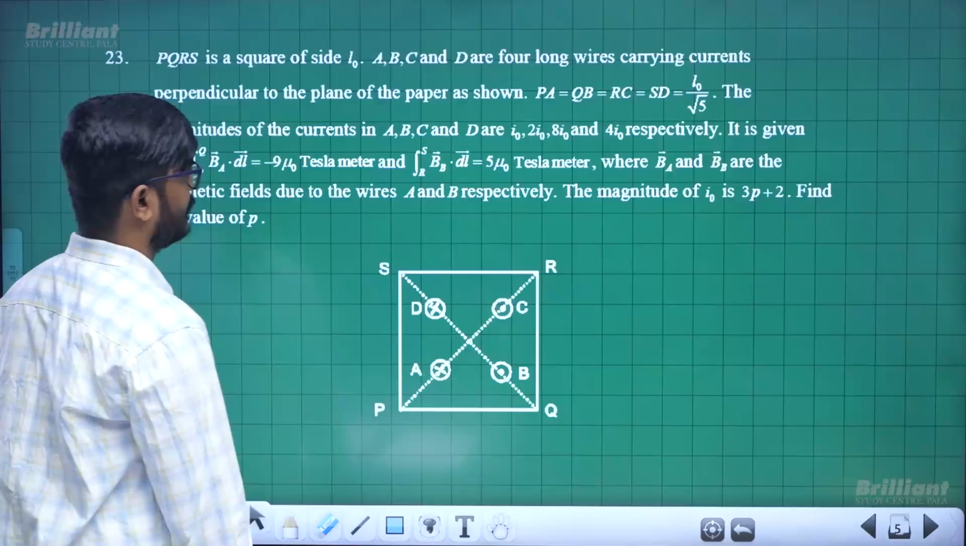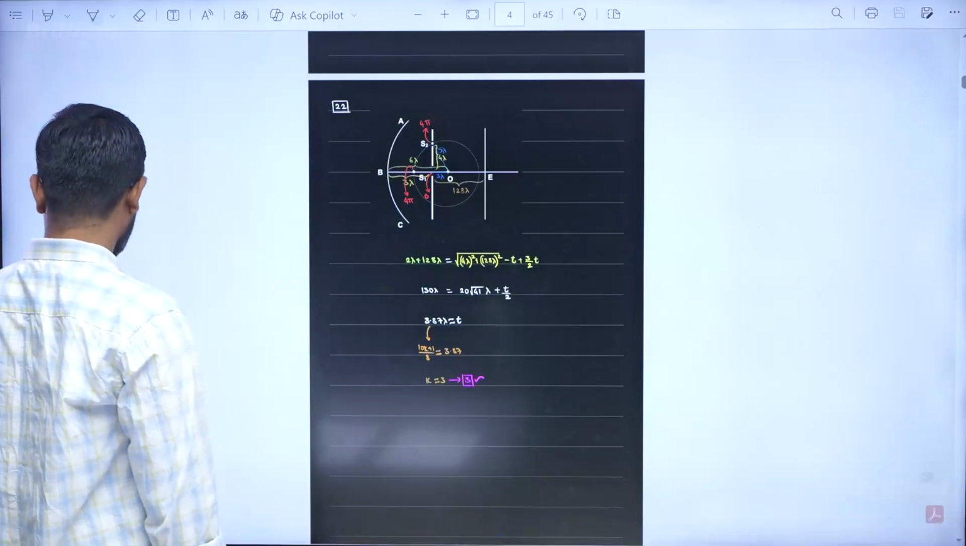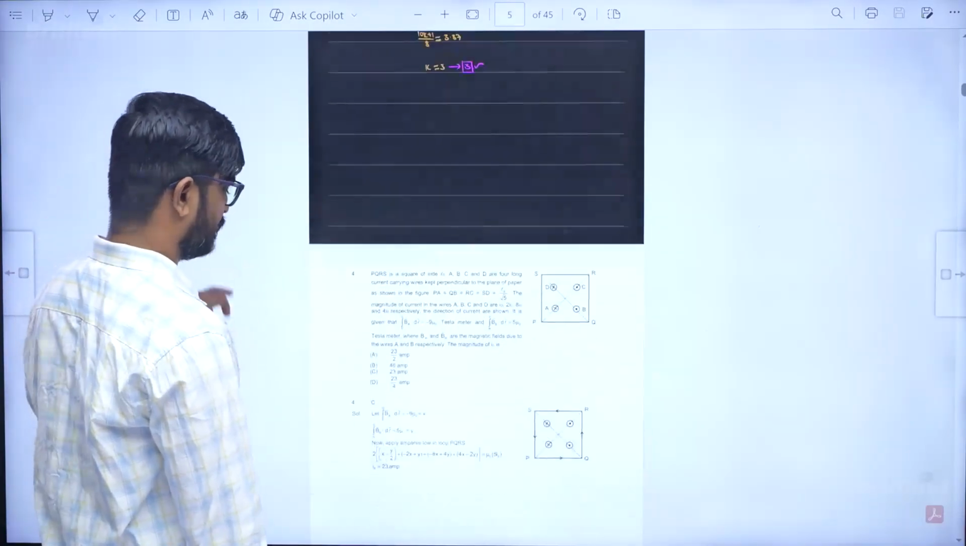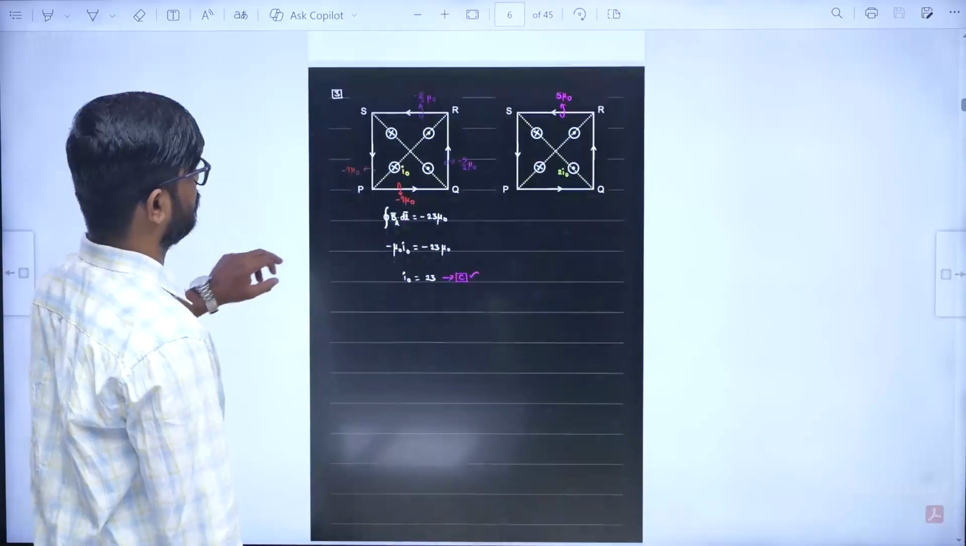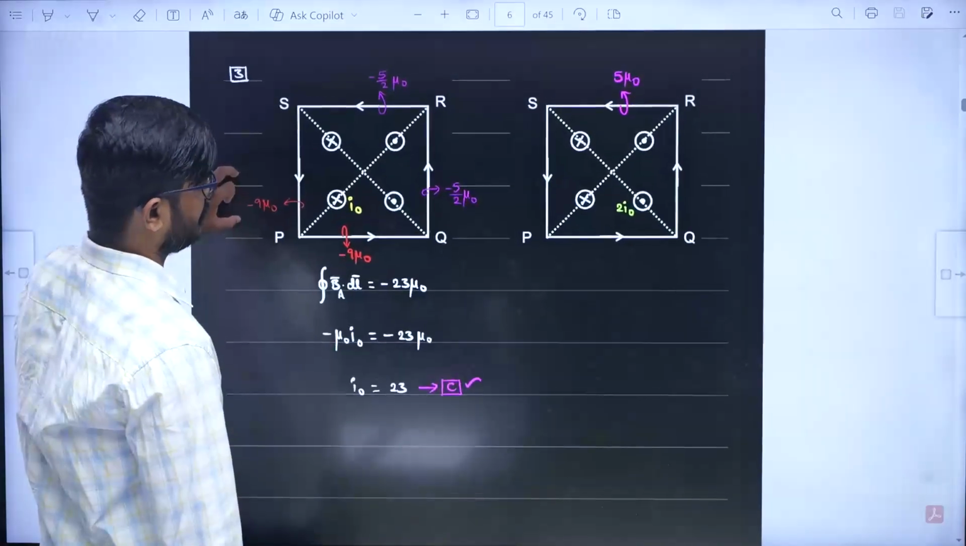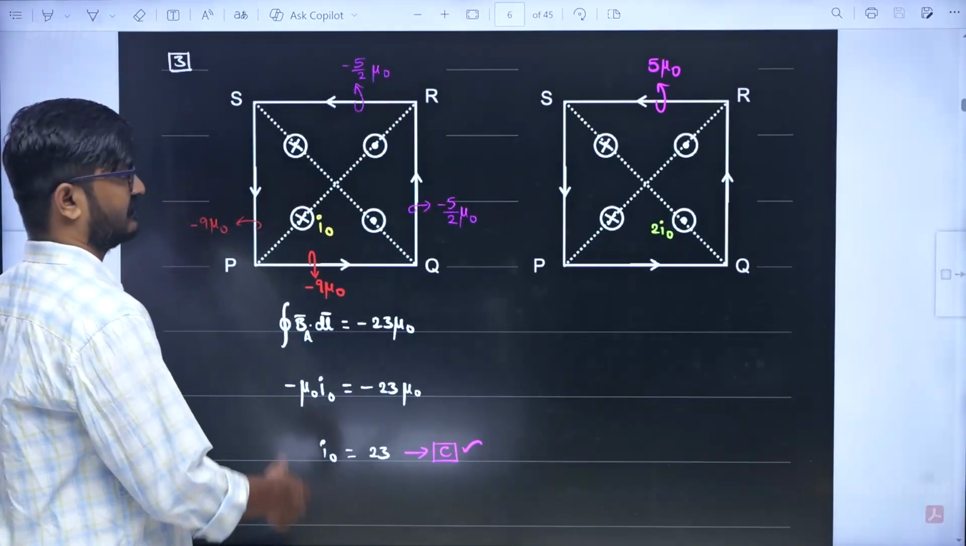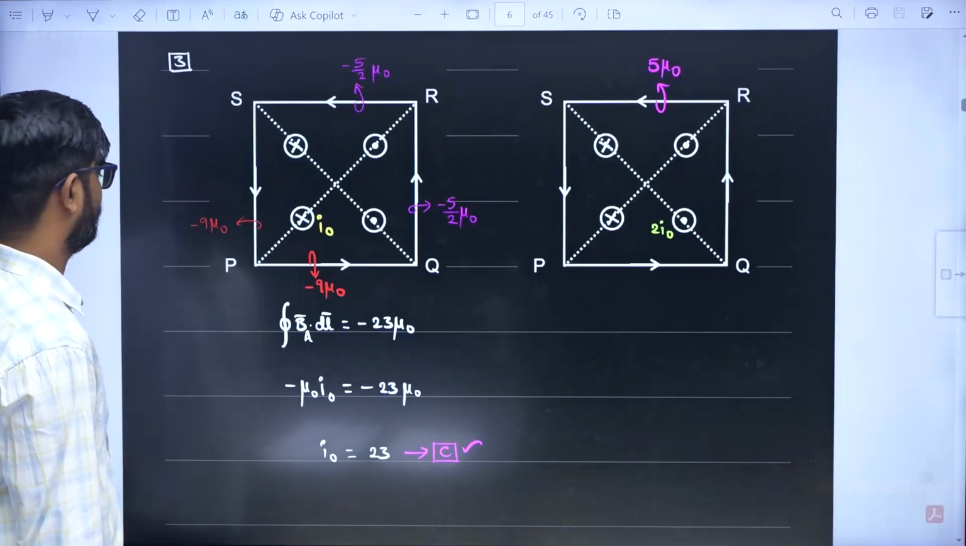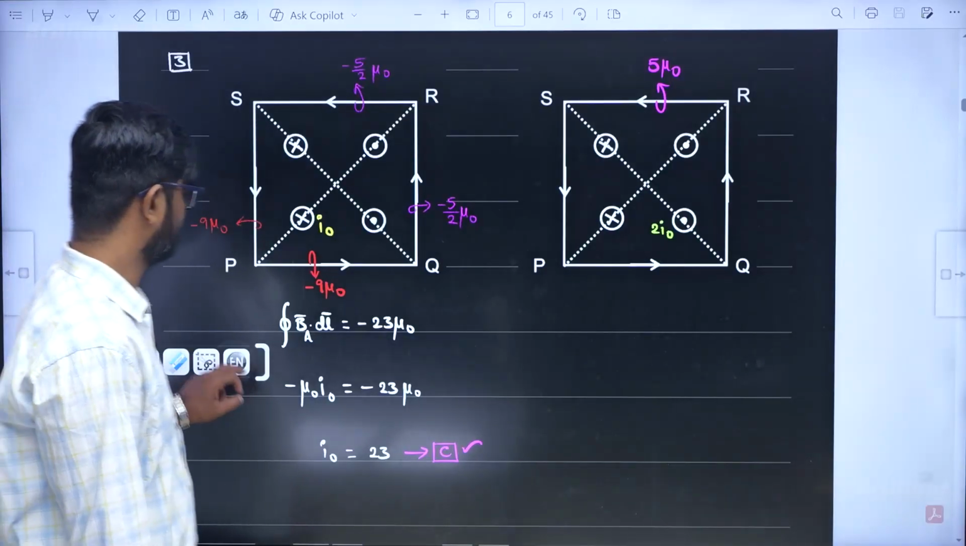This question already came in some of your exams, so I am attaching the same solution. But anyway, if you didn't understand back then, you won't understand now also. It's based on only symmetry and Ampere's law. You can try by yourself.